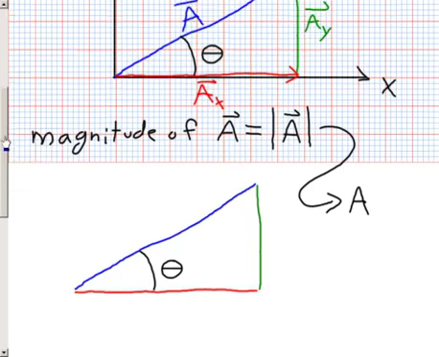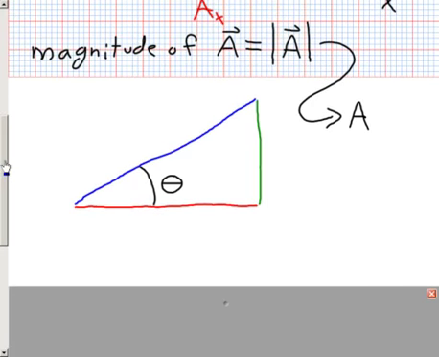So if we just write our magnitudes here and just talk about our triangle, the length of this is A. The length of the green side is A in the Y direction. The length of the red side is A in the X direction. Now notice, I took the axes off as well. So all we're talking about is a triangle here.